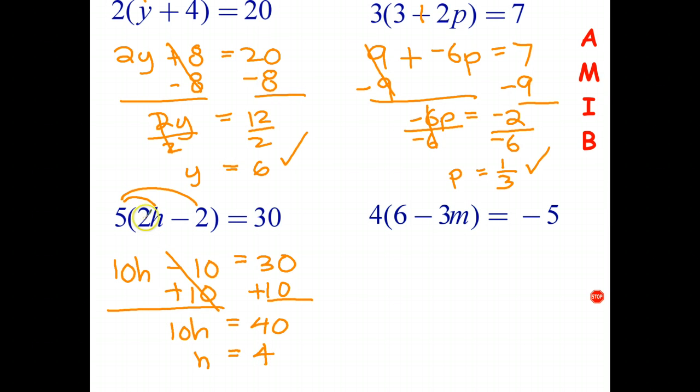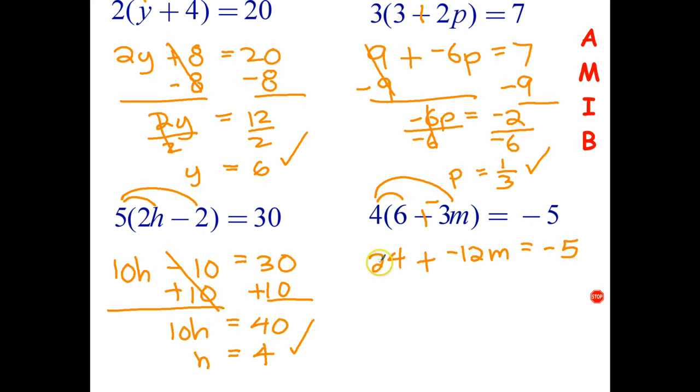Quick check. 2 times 4 is 8. 8 minus 2 is 6. 5 times 6 is 30. Yep, it sure does check out. Okay, same idea here, but first I'm going to change subtract to plus negative. Draw the arcs in. 4 times 6 is 24. Plus 4 times negative 3 is negative 12m. And I've got a negative on the right-hand side. That shouldn't cause any real problems.